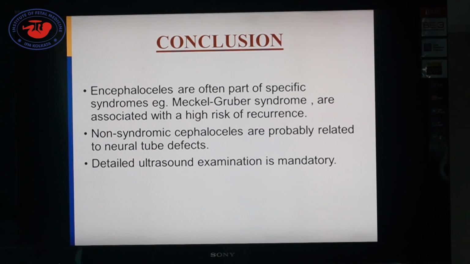Non-syndromic encephaloceles are probably related to neural tube defects. In both cases, there was no associated open spina bifida or anything else detected. But in the first case, there is UTD A1. That may be a case of Meckel-Gruber syndrome, but it is not confirmed.